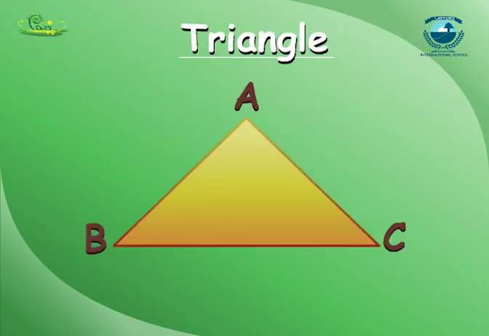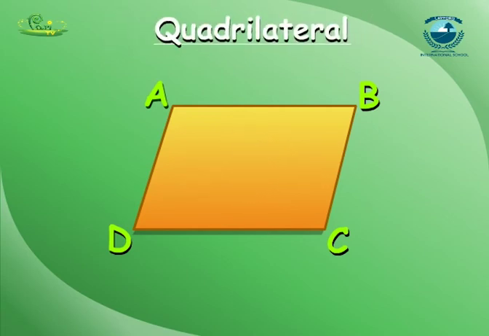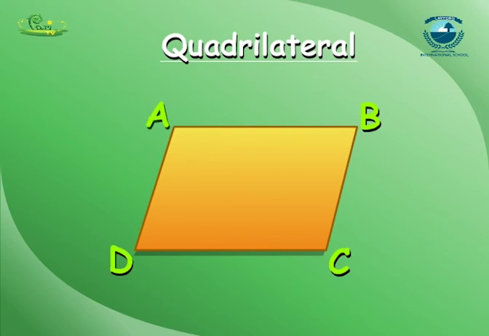Three-sided polygon is called triangle. But what is the four-sided polygon called? A four-sided polygon is called a quadrilateral. A quadrilateral has four sides, AB, BC, CD and DA. And it has four angles, angle A, angle B, angle C and angle D.